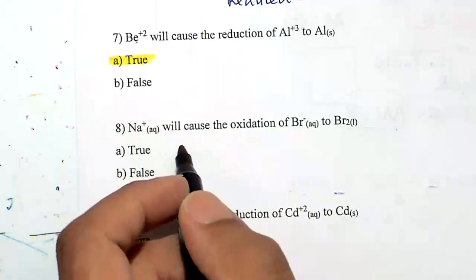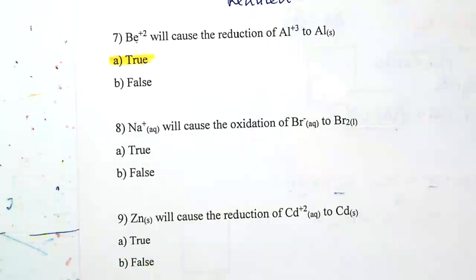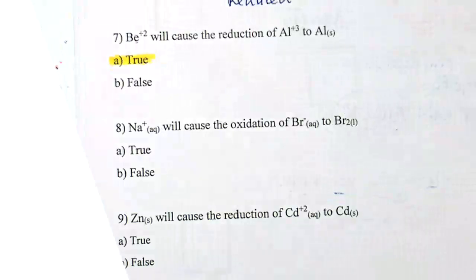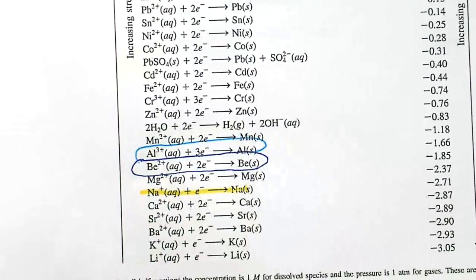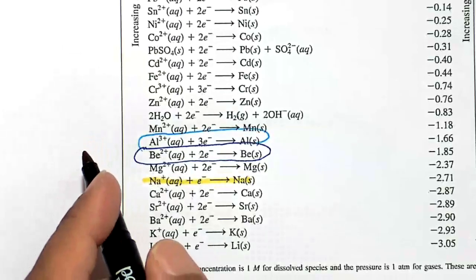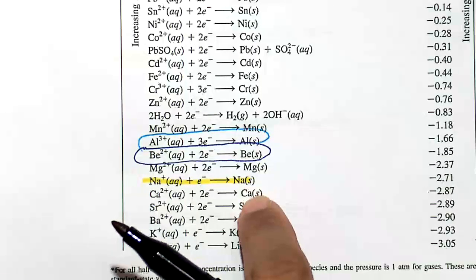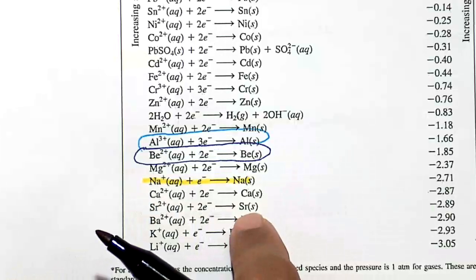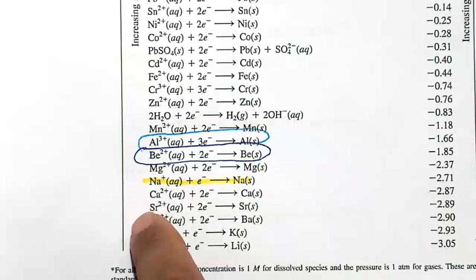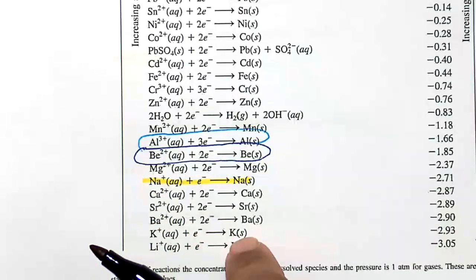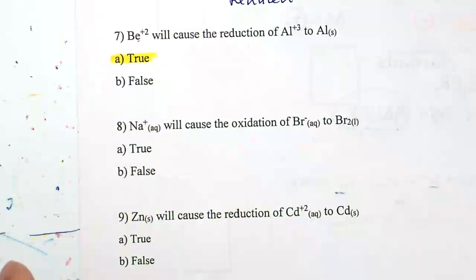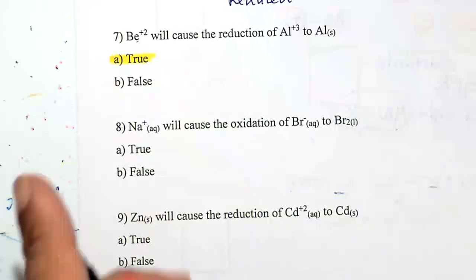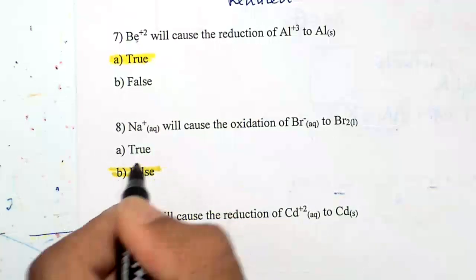All right, Na plus will cause the oxidation of Br minus to Br2. Na plus will cause the what? Oxidation. What will it cause the oxidation of? It will cause the oxidation of calcium to calcium plus 2, strontium to strontium plus 2, barium to barium plus 2, potassium to potassium plus, and lithium to lithium plus. So you see bromine, Br, anywhere there? Okay, so is this true or false?